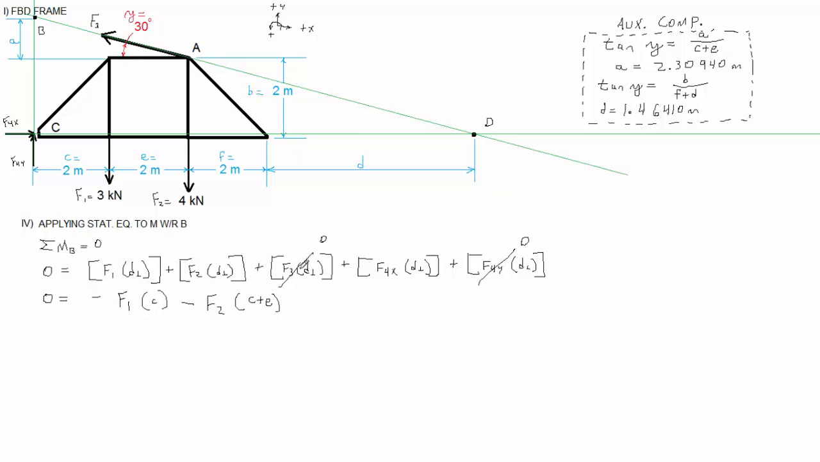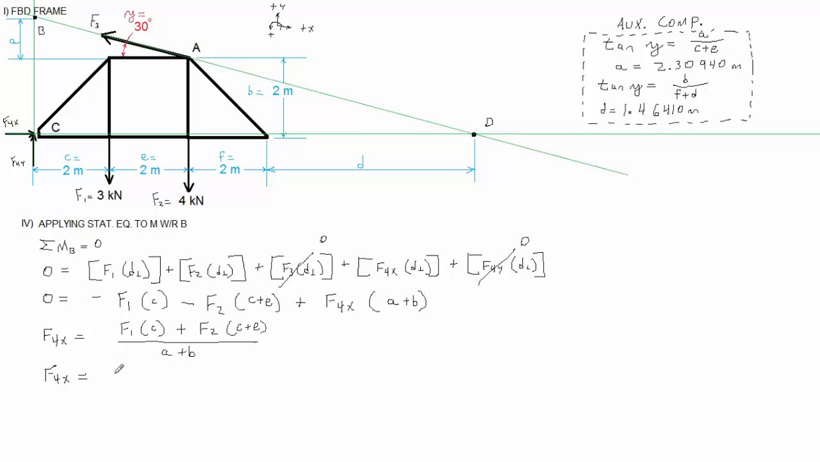When we look at F4x, F4x is going to produce positive rotation around point B, and its perpendicular distance is A plus B. Here's F4x. From F4x to this blue line is B. From that blue line to point B is A. Solving that equation for F4x gives us this. Notice that I've properly algebraically developed this equation and solved for the unknown before I plug any numbers in.